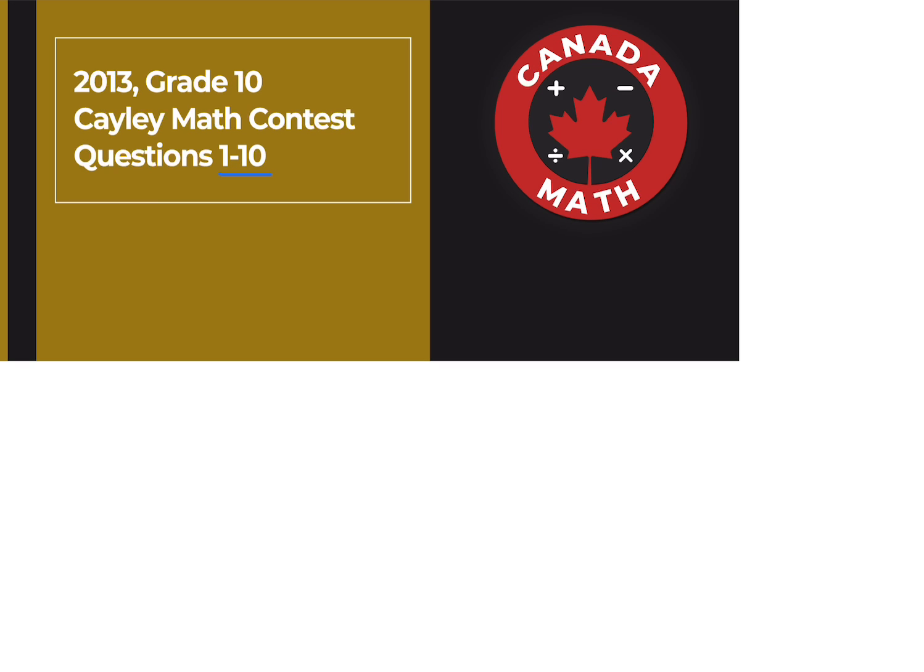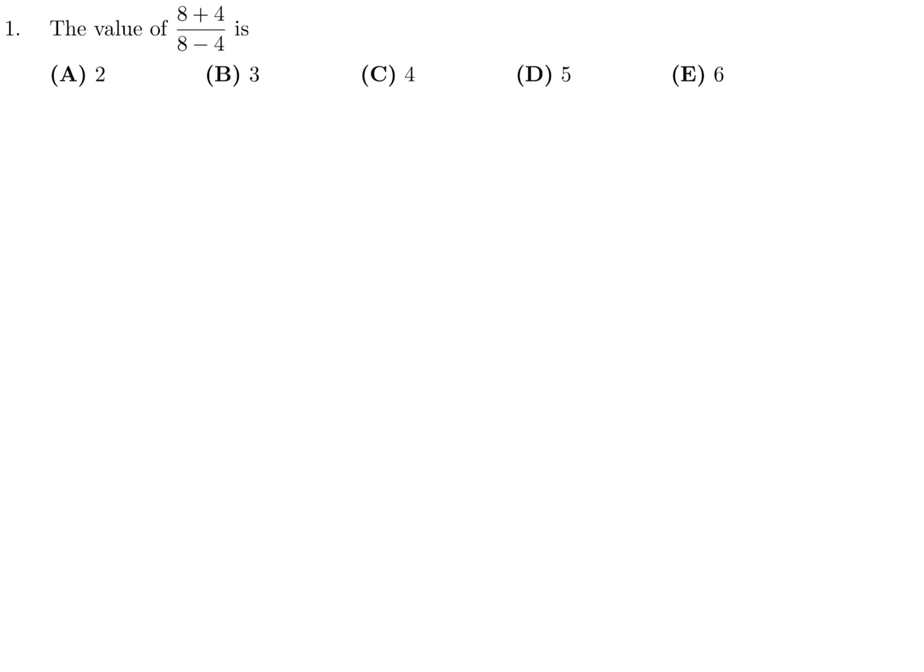Questions 1 through 10 on the 2013 grade 10 Cayley math contest. The value of (8 plus 4) over (8 minus 4) is: 8 plus 4 is 12, 8 minus 4 is 4, and 12 over 4 is 3. So number 1, the answer is B.